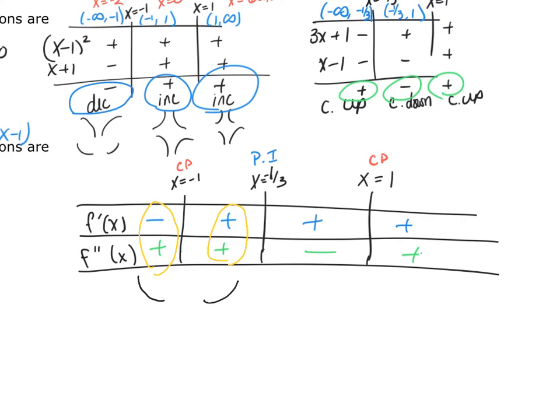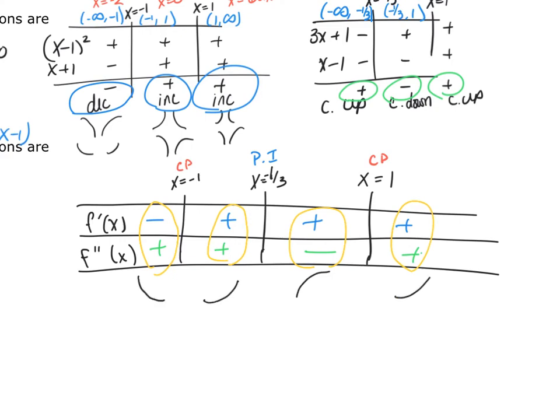And then in the interval between -1/3 and 1, I am increasing but concave down, so that could look something like that. And then in my last region, I am positive on both derivatives, so that means I am increasing and concave up. So it's going to probably look something like that.